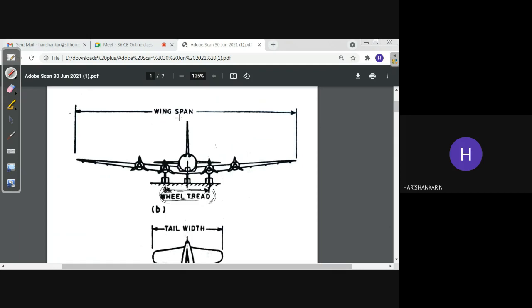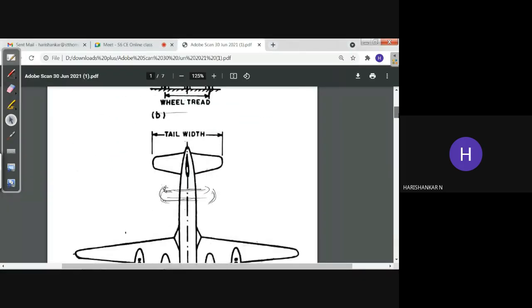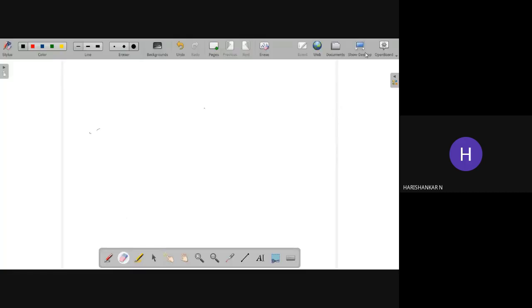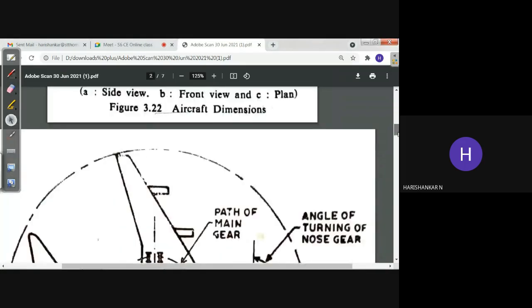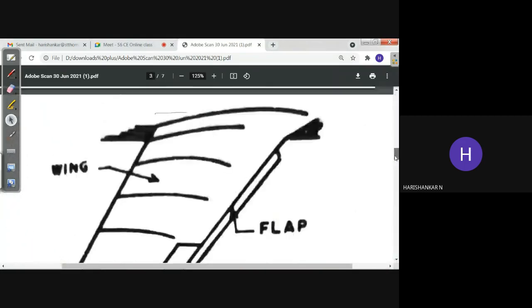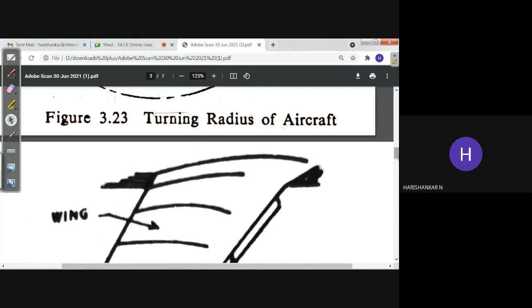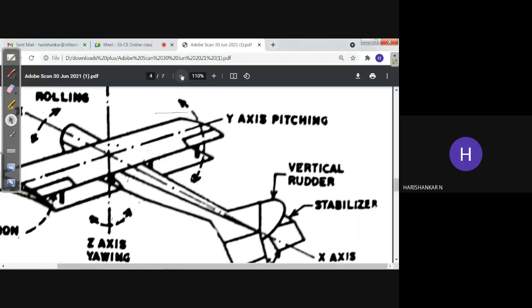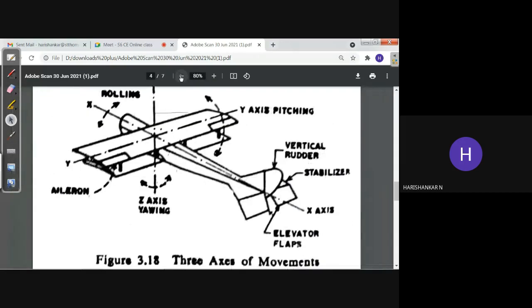And the wingspan, you can have a view. So all this you can simply observe and write. So what about the tail width? It is the maximum width of the tail. Before this, you have to view the figure of individual parts. Then only you can identify this. Once you study about various parts, it will be better to understand.